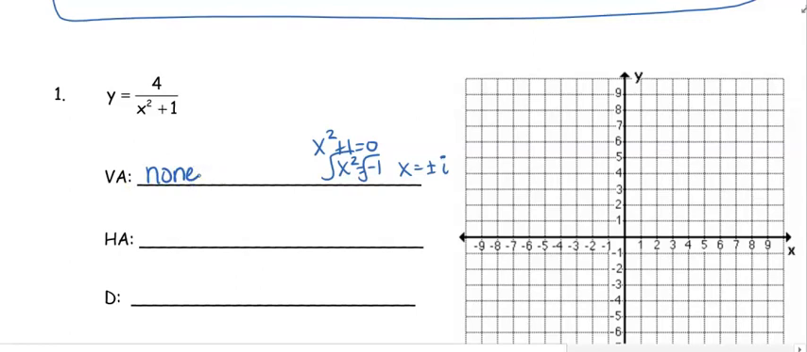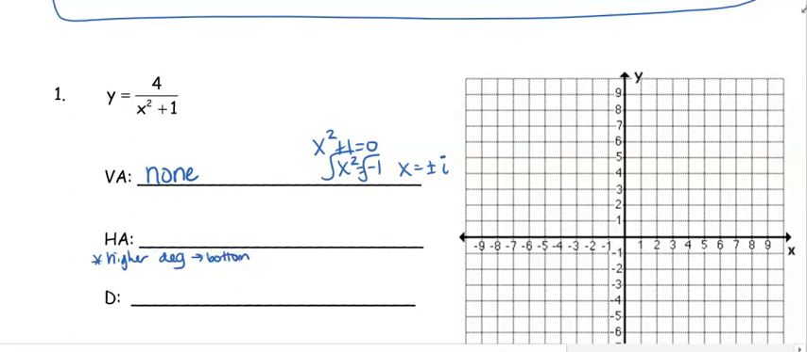So we do not have a vertical asymptote. For the horizontal asymptote, we look at our equation. I see a constant on the top. I see a second degree on the bottom. That means the higher degree is on the bottom.